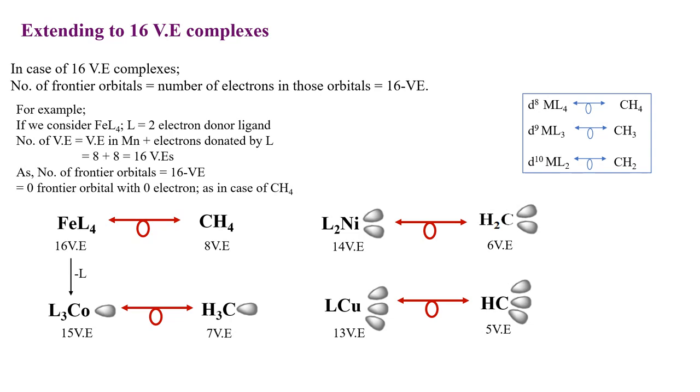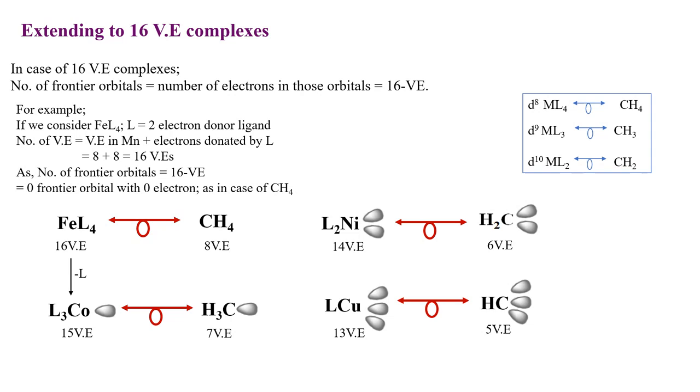Now for example, the valence electrons in iron is found to be 8, plus the number of electrons donated by the ligand, which will be 2 multiplied by 4, so totally a 16 valence electron complex. See, in this complex, there are no frontier orbitals because you have not removed any ligand yet. So that will be isolobal with methane, because even there I have not removed any hydrogen yet.